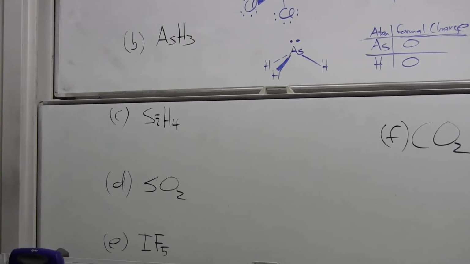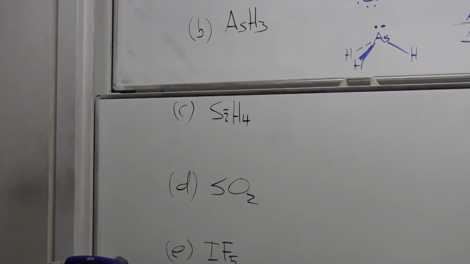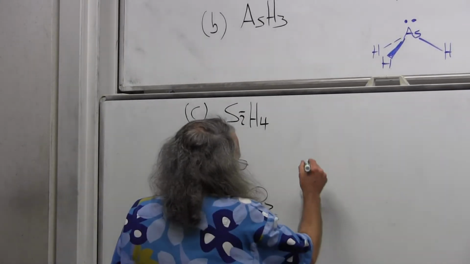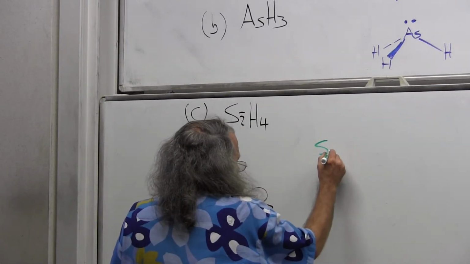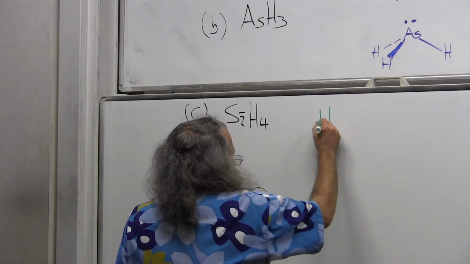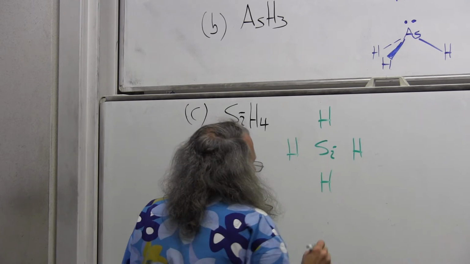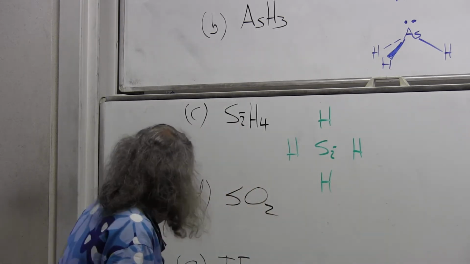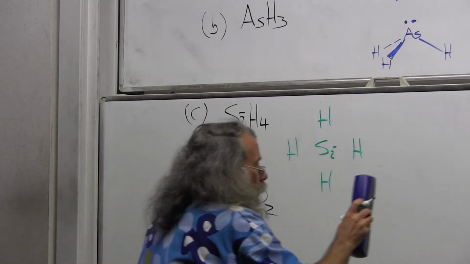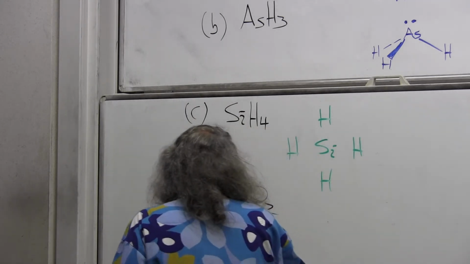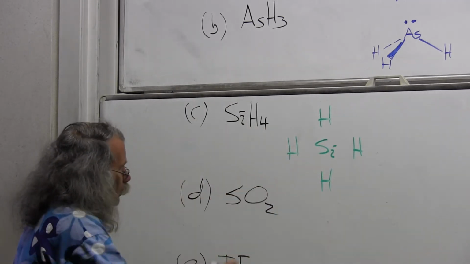To deal with silane, number C, I'll start again. I'll do it in green. I start with the silicon, the unique atom. I place it at the center. I draw the hydrogen atoms, distribute those about that central position, and I'm going to erase this number F here for now. We'll deal with it later. So I have room to work.